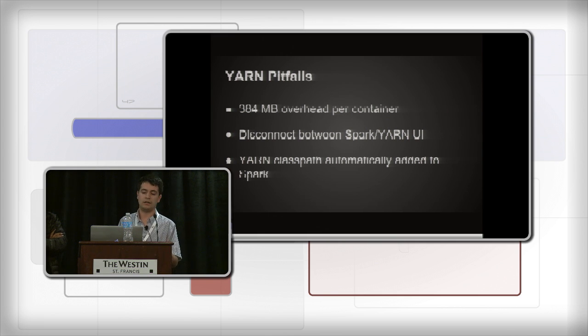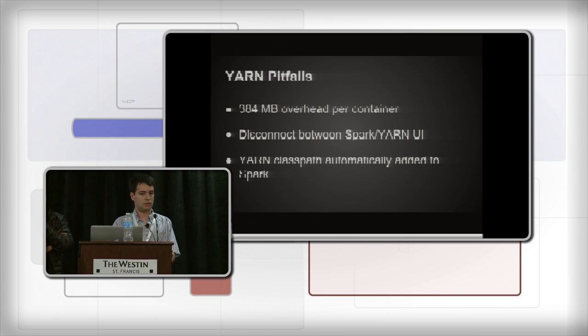One of them, it's a 384 MB overhead per container that Spark imposes. This means that small containers are not feasible. Probably you don't want to have any container less than 2 gigs. It might not be bad, but you need to be aware of that.